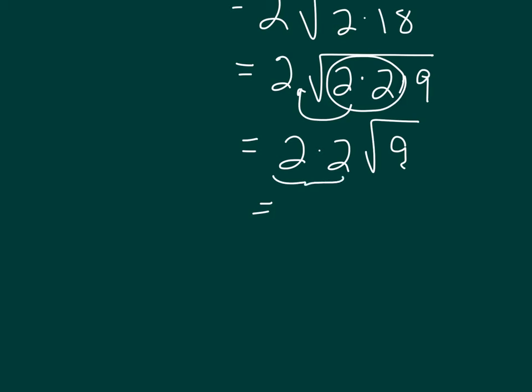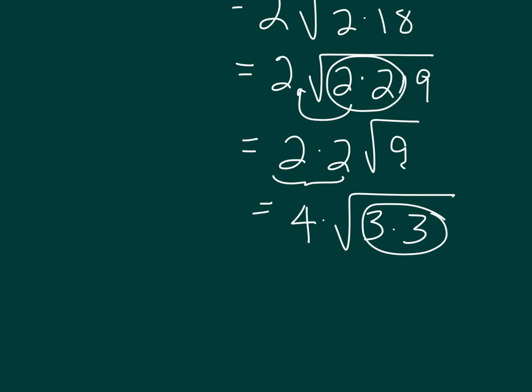So outside, my numbers are 4. I might as well consolidate them. And inside, 9 is 3 times 3, and there's my pair. So I can rewrite this as 4 times 3, which again is 12.